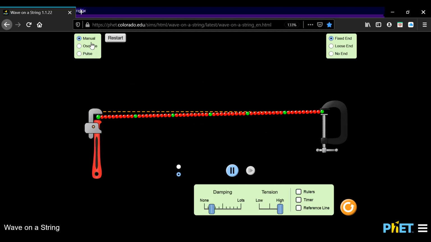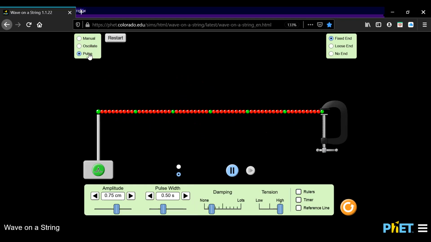So that was the manual. Let's move to the pulse. There are several things I want to mention about the pulse. Down here on the so-called dashboard, you have damping, and I'm going to have 0 damping here. We have the tension in the string, which is set to high.